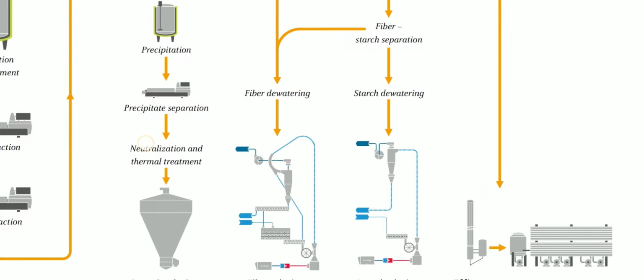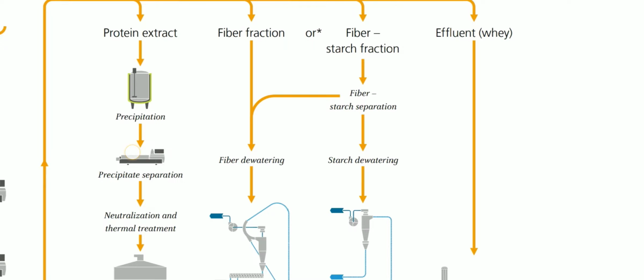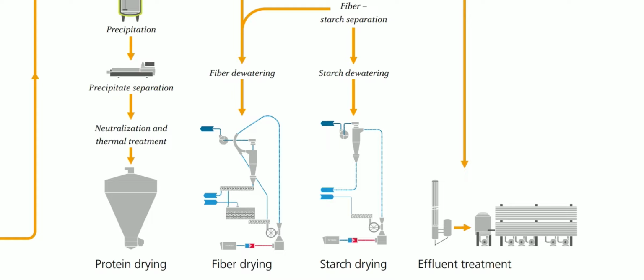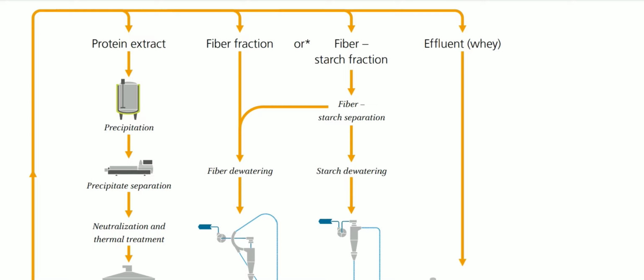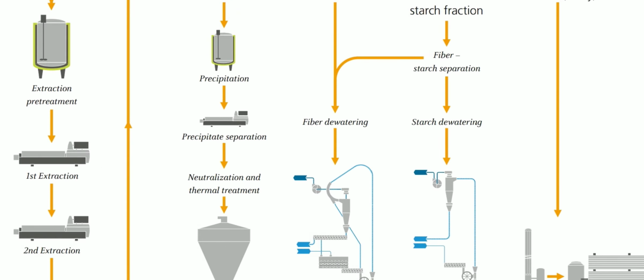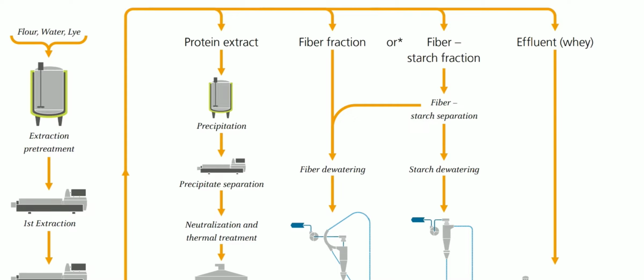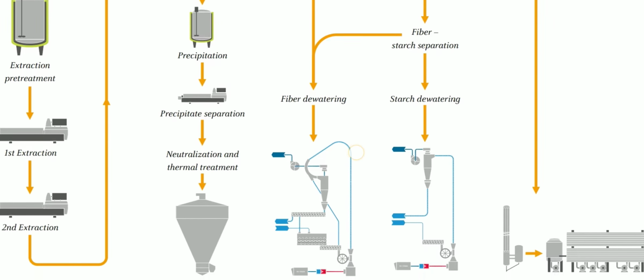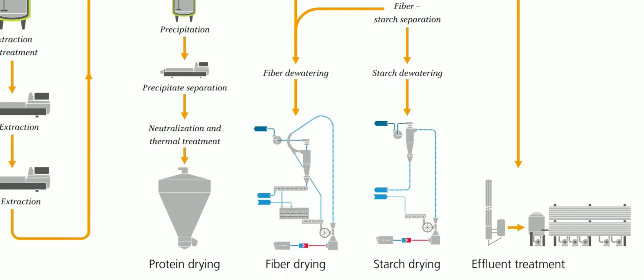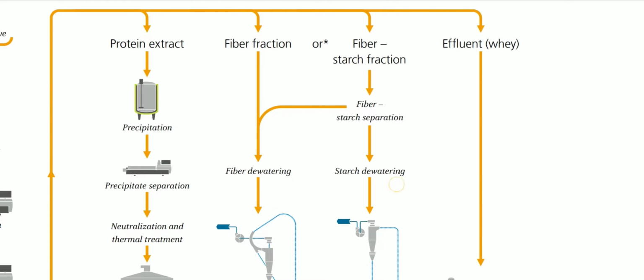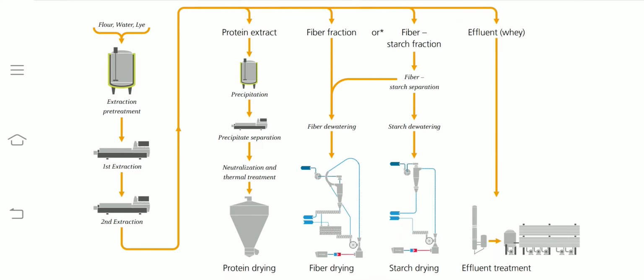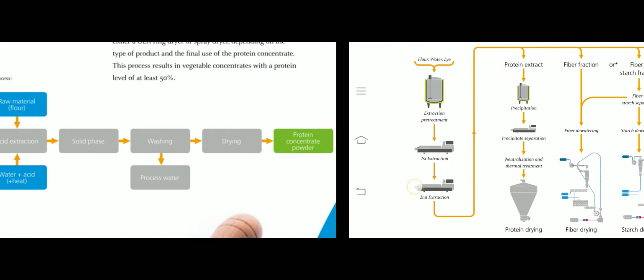Then we will have the protein solid, then the fiber fraction, then fiber dewatering is there, then after that fiber drying, and the fiber starch fraction is there, then fiber and starch are separated, then starch dewatering is there, fiber part goes to the fiber dewatering section, and dewatered starch is dried to have the starch, then the whey goes to effluent treatment. So this is the process.